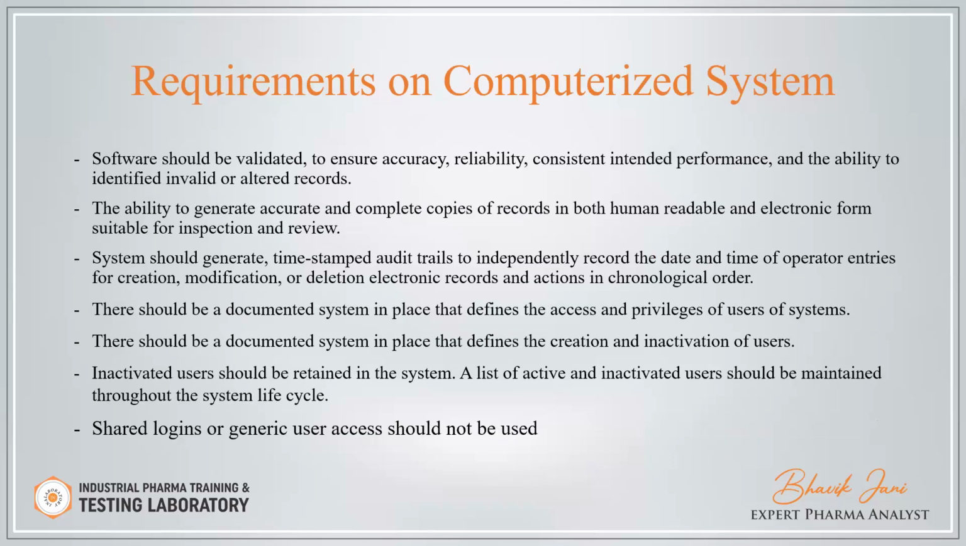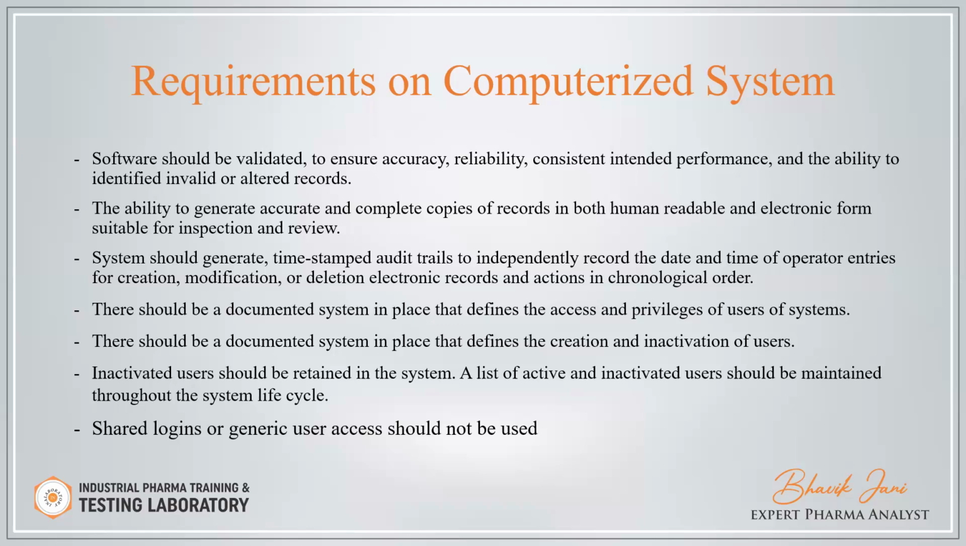Now, what are the requirements of a computerized system? Software should be validated to ensure accuracy, reliability, consistency, and intended performance, and the ability to identify invalid or altered records. The first requirement is that software should be validated. The second is the ability to generate accurate and complete copies of the record in human readable and electronic form suitable for inspection and review.